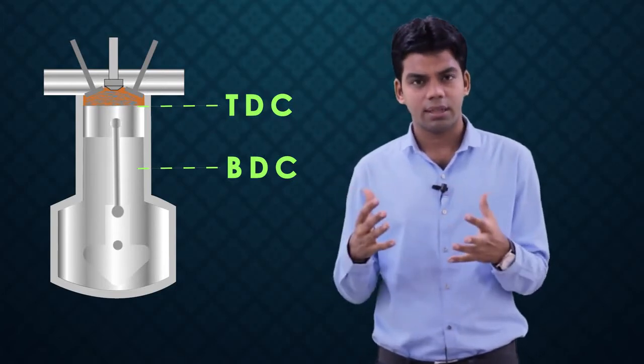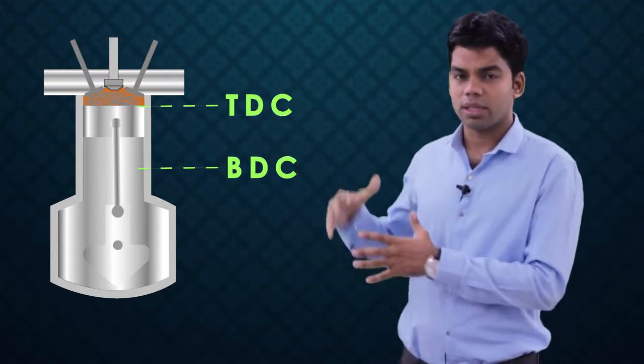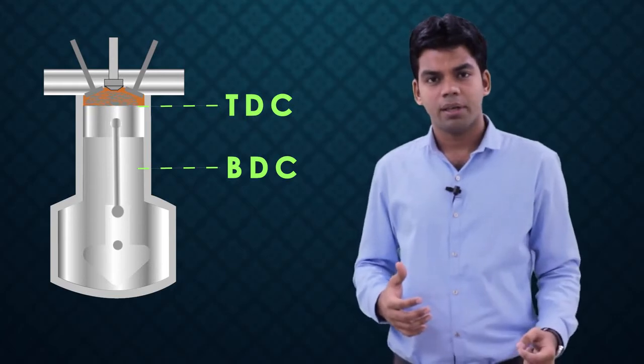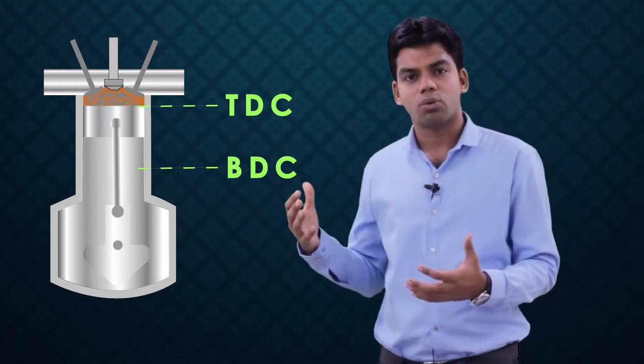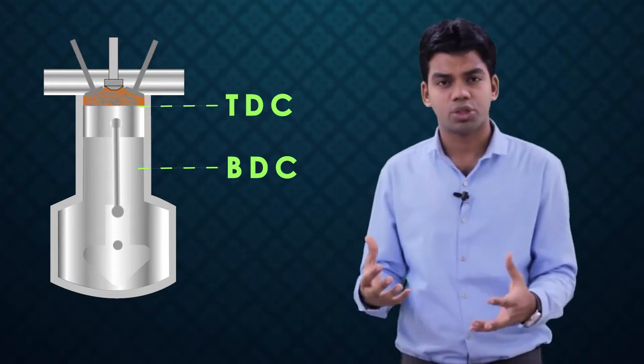The volume is decreasing, it is getting compressed, and this second stroke is called the compression stroke, because the air fuel mixture is getting compressed. At the end of this stroke, we have a compressed, high pressure, high temperature mixture.